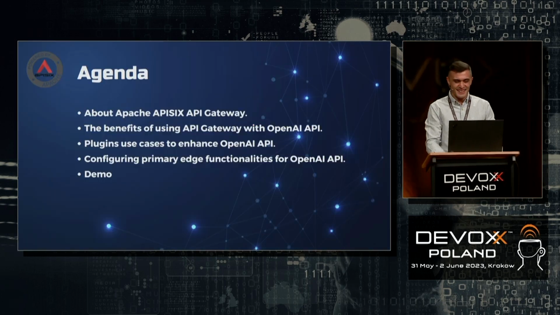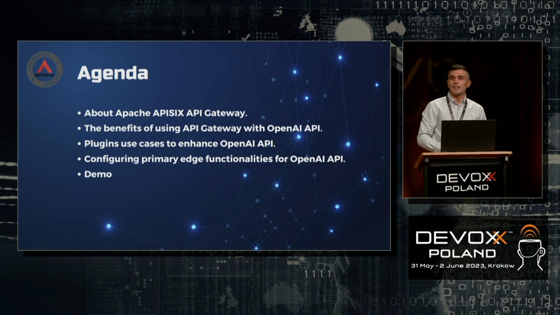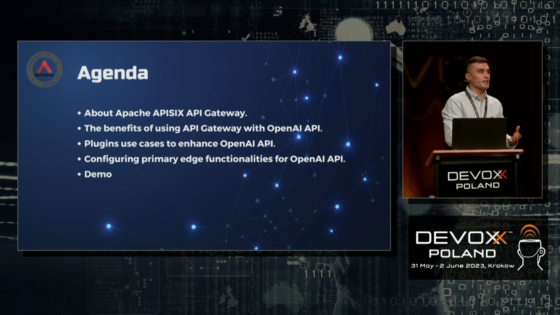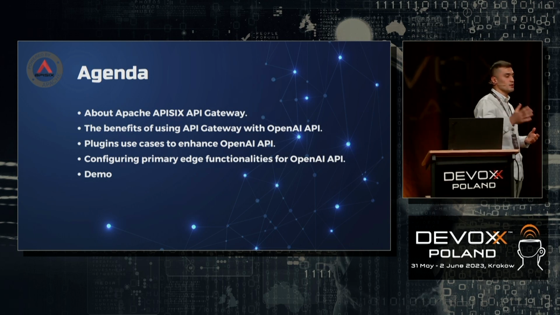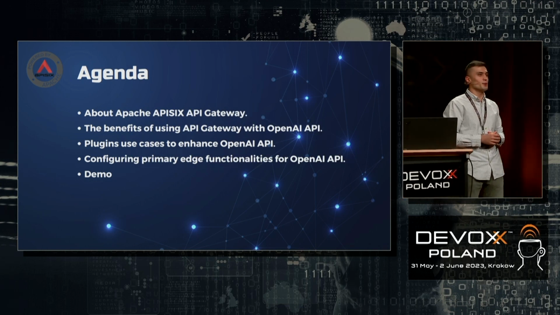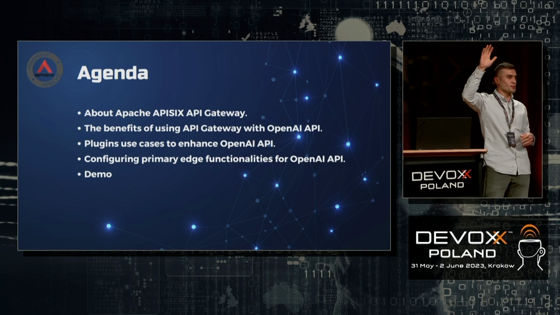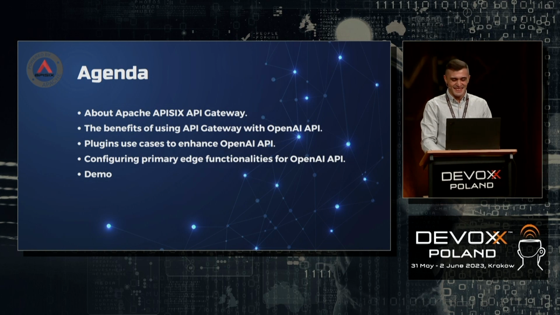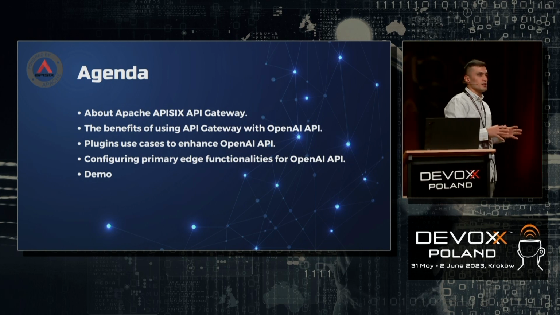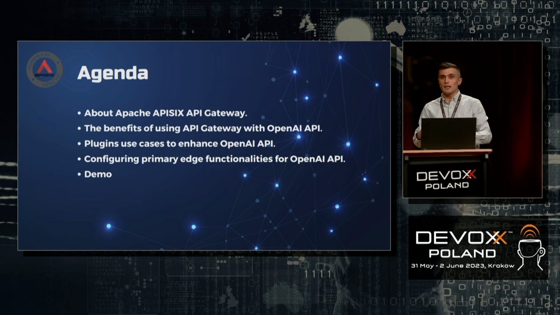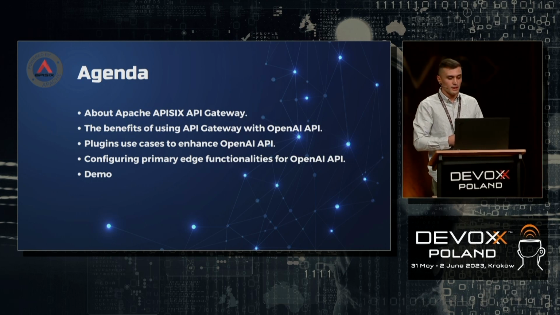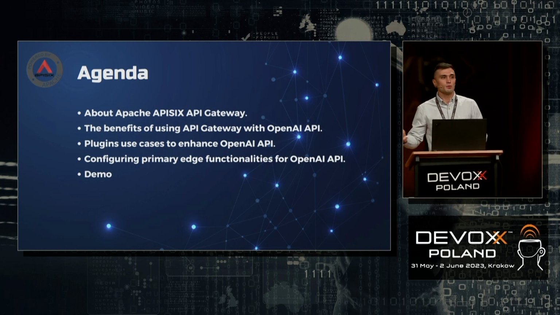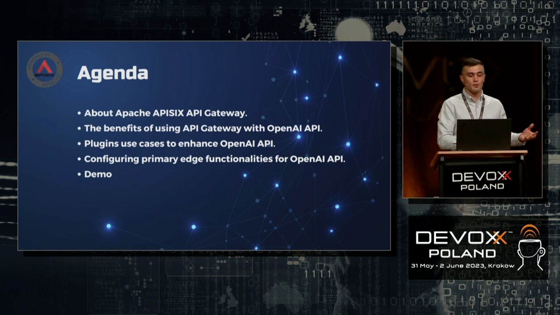First things first, here is the agenda we're going to go through today. We'll start by explaining what an API gateway is for those who don't know. Who knows the API gateway? Maybe raise your hand. Great. If you don't know it, I'm going to shortly explain what it is. I will also introduce some of the benefits of using an API gateway with your backend services or infrastructure, like how you can use the OpenAI API.